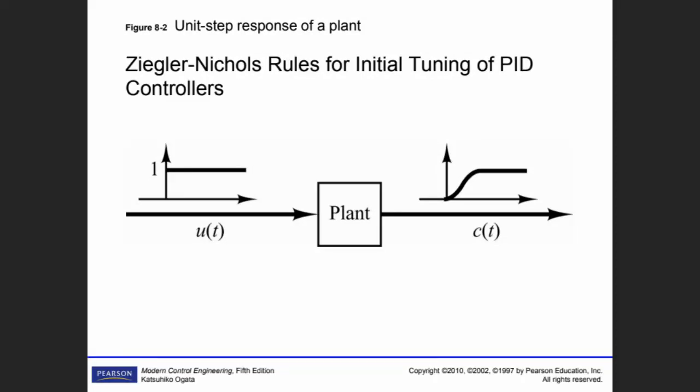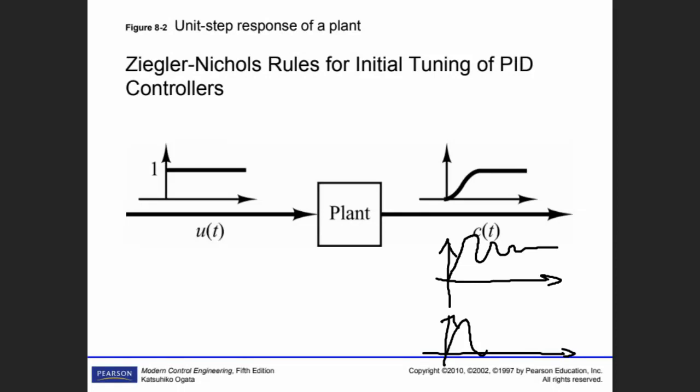For example, it might give that kind of solution. Or it might give even a solution like this. These are not acceptable.